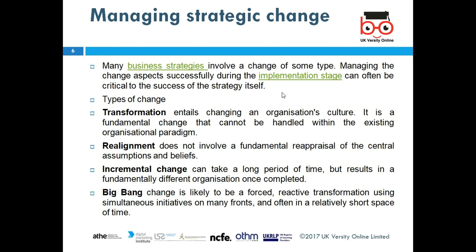Culture means norms, values, the way we do business, which represents or reflects our culture. It is a fundamental change that cannot be handled within the existing organizational paradigm, so maybe we can look at totally new things. Realignment does not involve the fundamental change of the central assumptions and beliefs. The next model will see an incremental change.